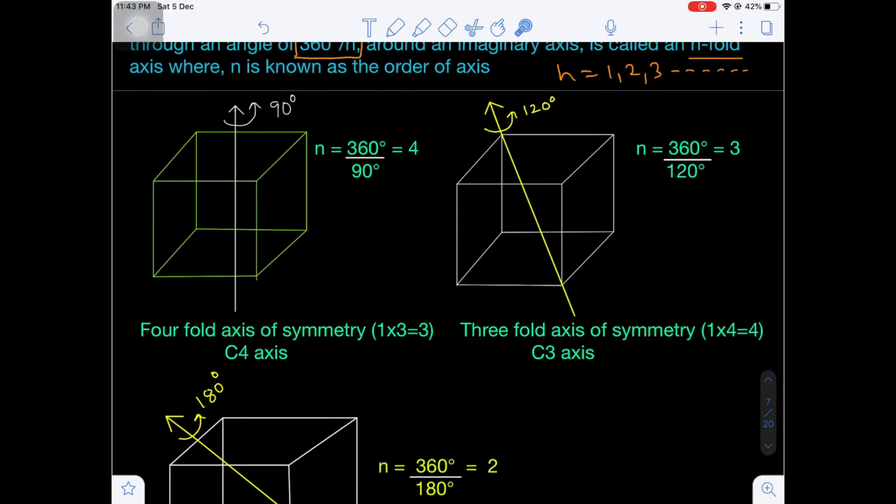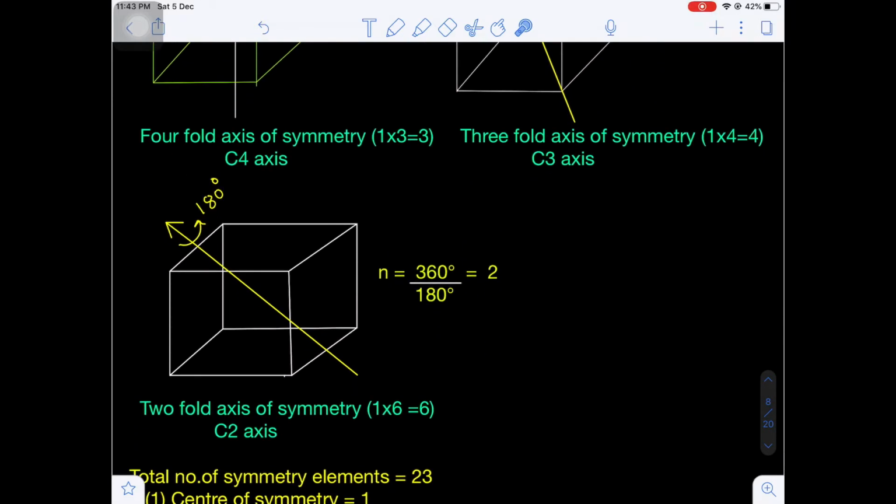Now this type of C3 axis of symmetry will be 4 in total, because every time you are joining two corners. There are 4 corners in the above plane and 4 corners in the below plane, so a total of 8 corners. Every time you are joining two opposite corners, so 4 into 2 gives 8 corners. That means each pair of corners joined gives one axis. So that's why there are a total of 4 C3 axes of symmetry. Yes or no?